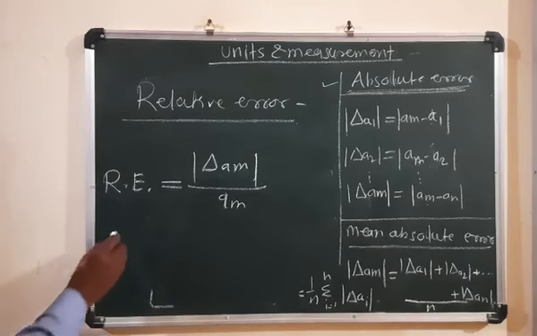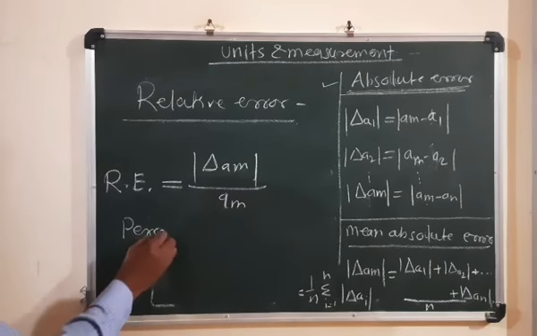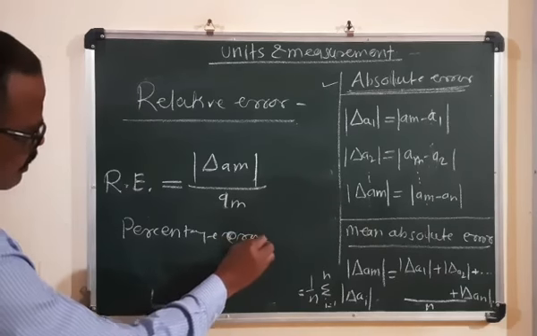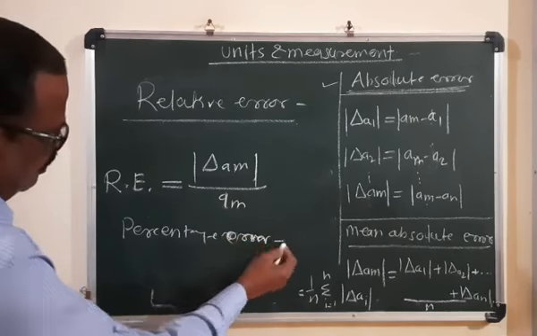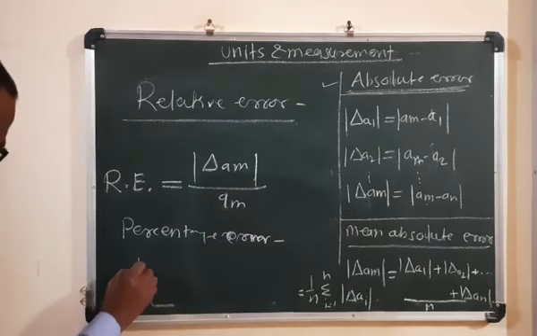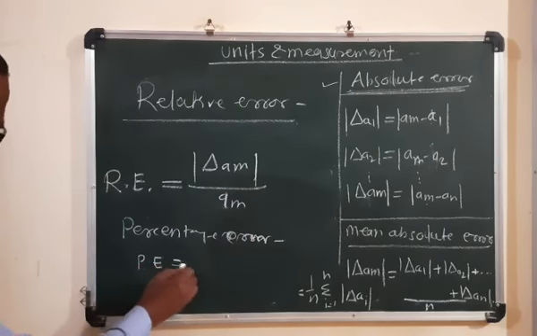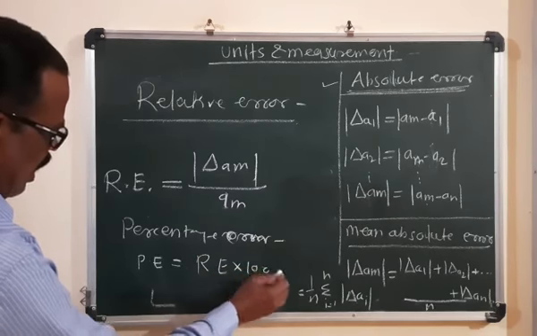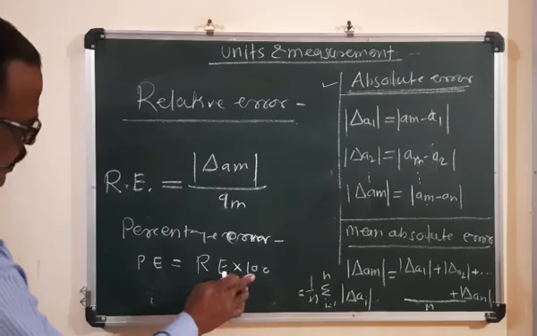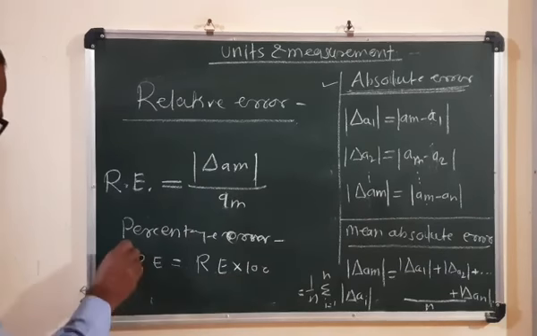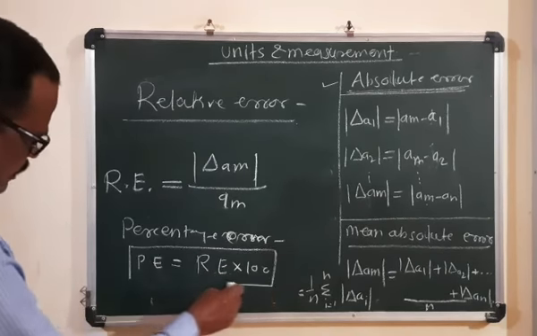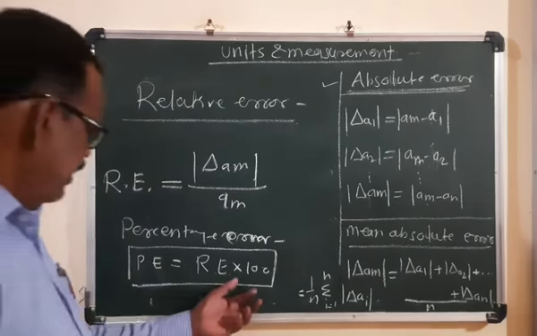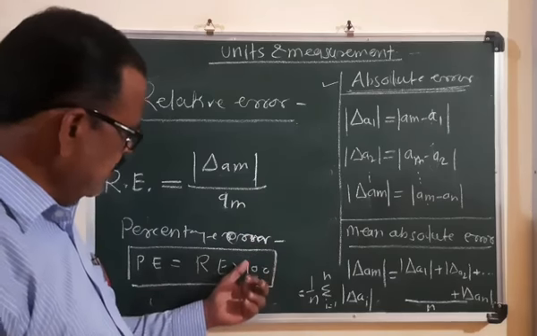And the last point, percentage error. Percentage error is defined as relative error into 100. The product of relative error into 100 is called the percentage error.